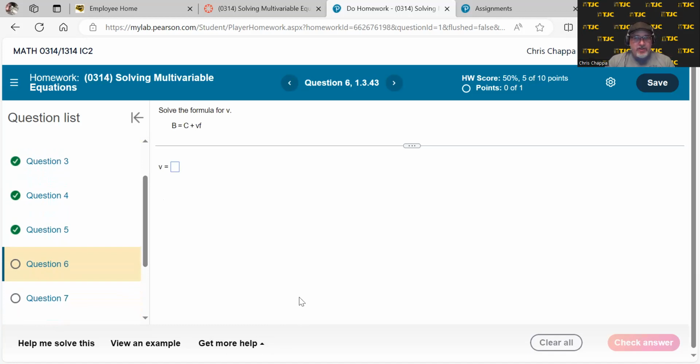B equals C plus VF. I can type this one. B equals C plus VF. And I believe we were solving for, what were we solving for? We're solving for V. Okay, let's go ahead and put solve for V here.